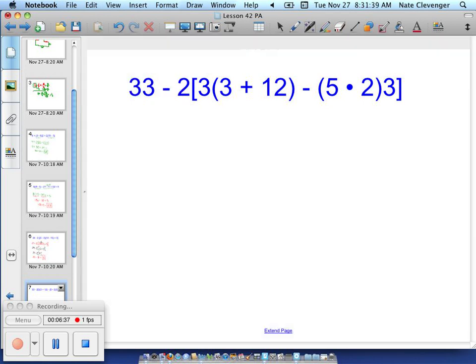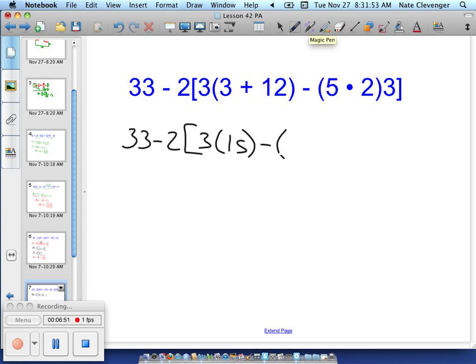So I'm going to rewrite this other stuff. I'm not going to combine this 3 minus 2 because 2 is being multiplied by whatever I get here. So bring down the 3. Then I have a 3 plus 12 is 15. Minus, and inside this parenthesis I have multiplication, so 5 times 2 is 10 times 3. Okay, we're still looking inside that bracket. We have 2 multiplication pieces.